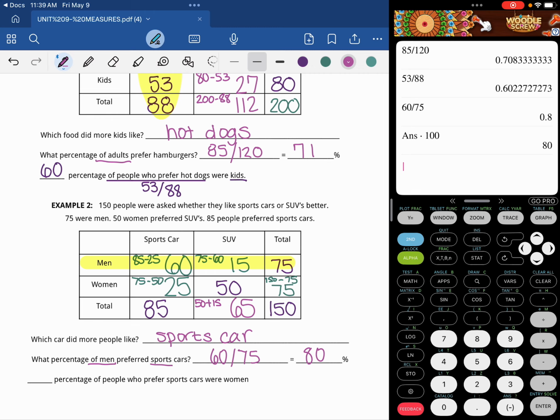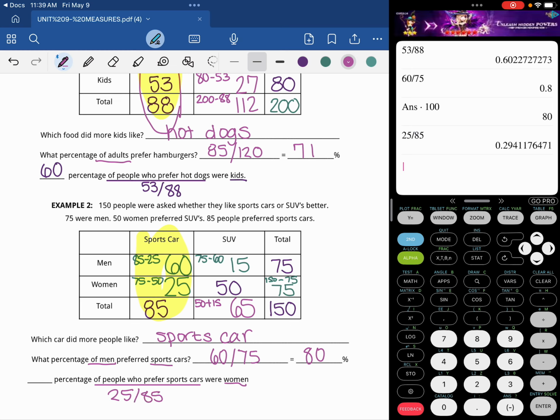Last problem. What percent of people who prefer sports cars were women? So I'm going to go to the sports cars column. That's 25 women out of 85 total, which is 29%. There's a 4 afterwards, so you're going to keep it as 29%. All right, get a jump start on that homework assignment.